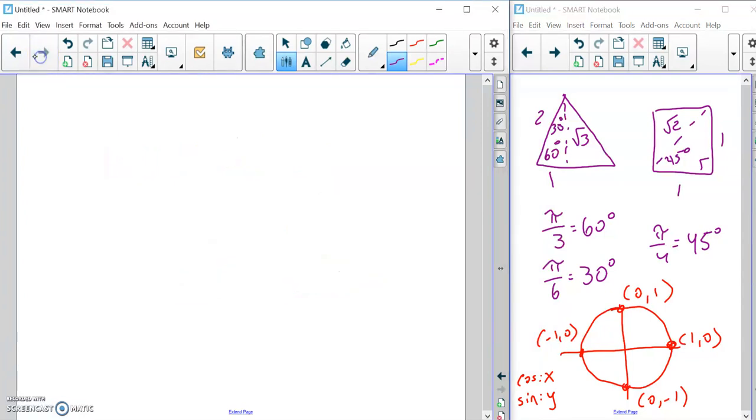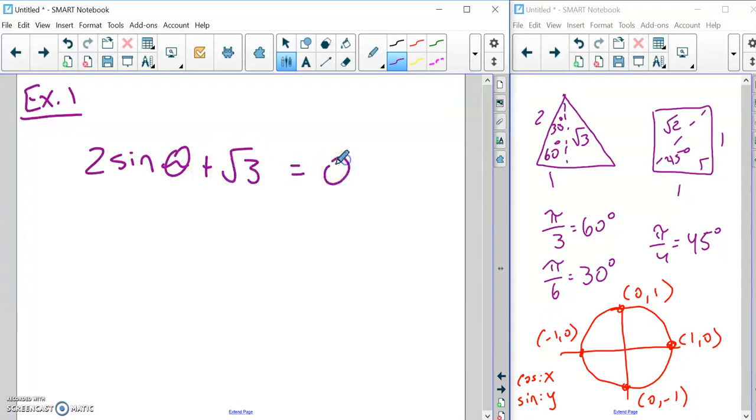Okay, so let's jump right into it. So first problem here, example 1, we will have 2 times sine of theta plus the square root of 3 equals 0. And we're going to take this equation right here.